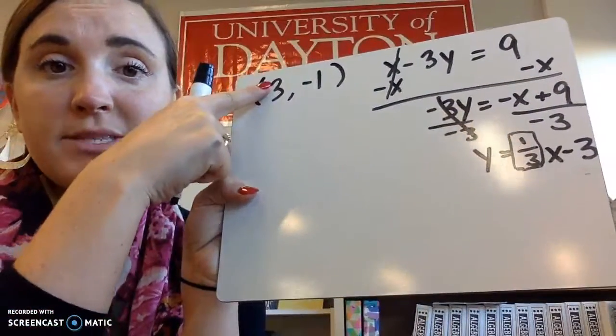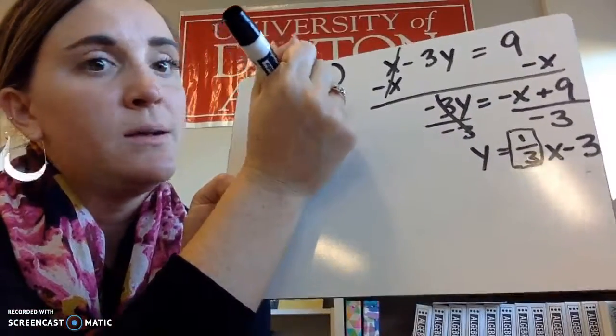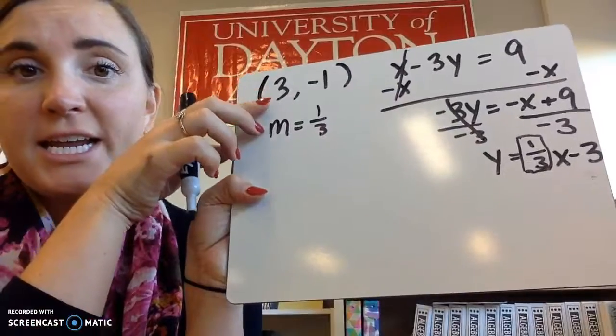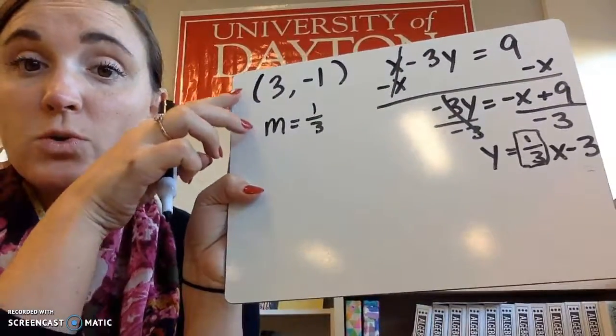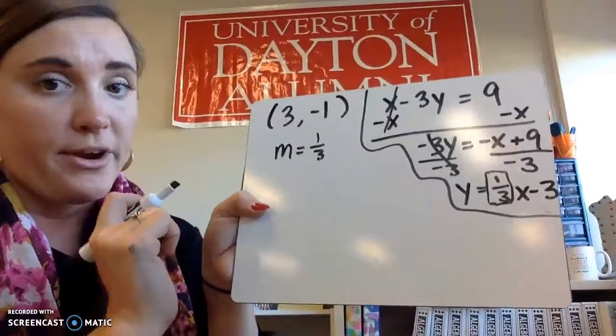So I have the point that was given, and if it's parallel, I know the slope that I'm going to have to deal with will also be 1/3. So I have the information I need to use point-slope form for my new line. So this was all work we had to do just to figure out 1/3.